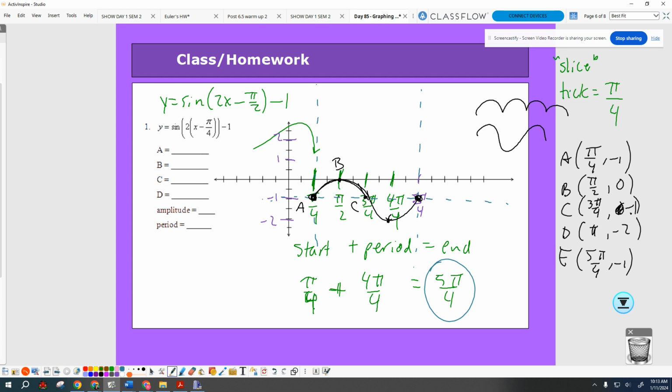Here's the smallest difference between on-level and honors. In honors, I would give them this equation and say, graph that.